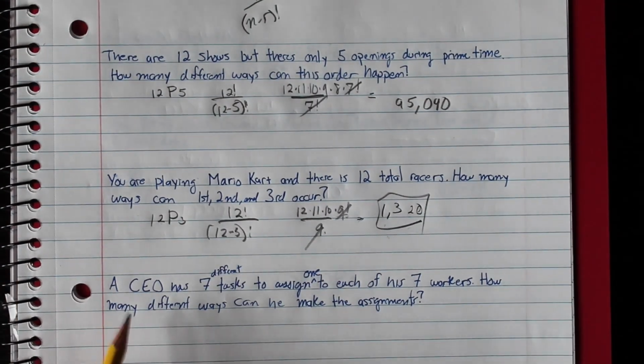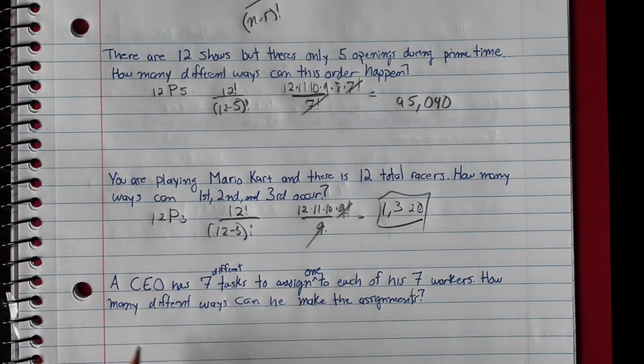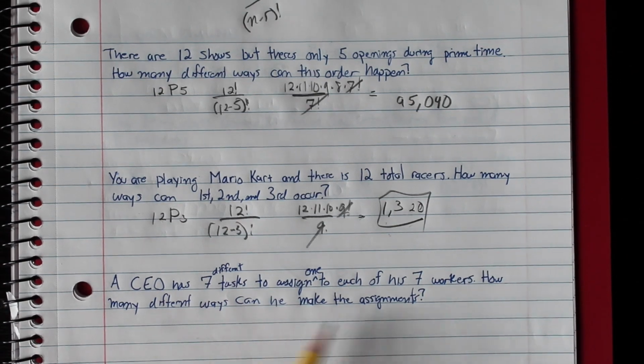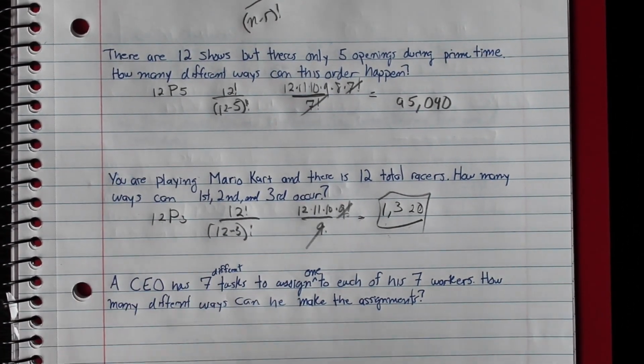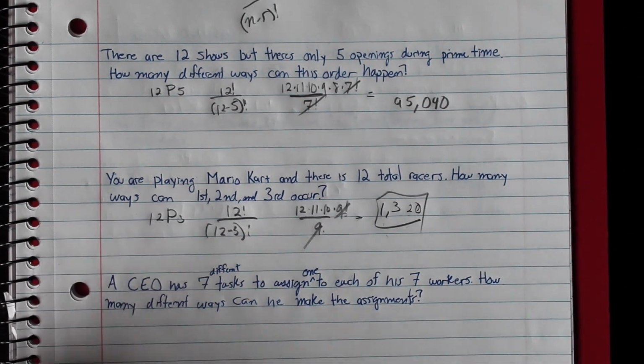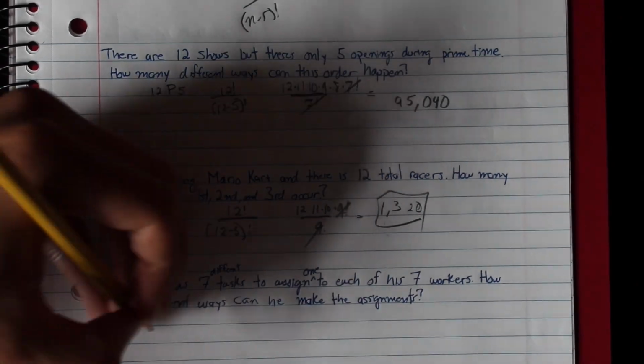So now we have this one over here. A CEO has 7 different tasks to assign, 1 to each of his 7 workers. How many different ways can he make the assignments? He's not doing 7 for every 7 workers, otherwise that would be 7 to the 7th power, I think. What we do here is really just 7P7.